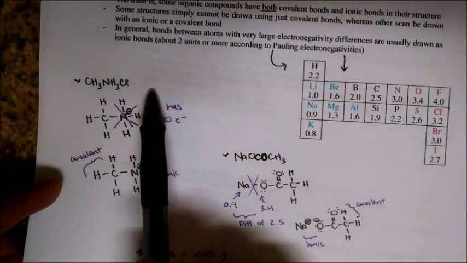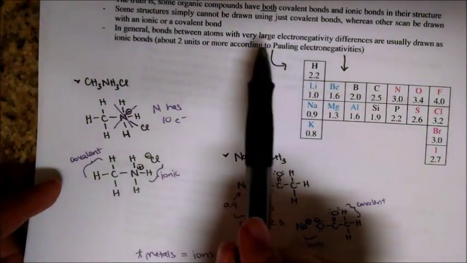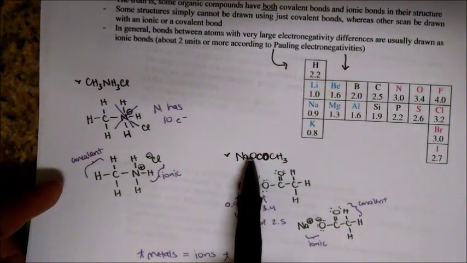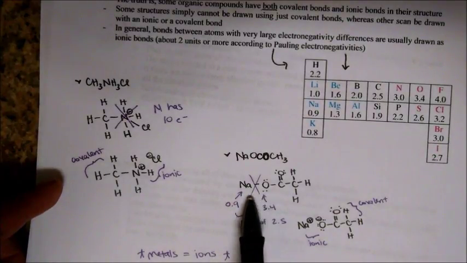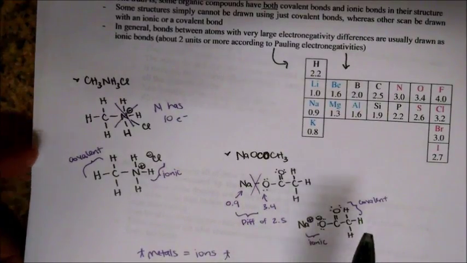And then we also mentioned how about 2 units or more between electronegativities gives you an ionic bond. So we gave this other example, and that was the case. Here was a valid Lewis structure, but their Pauling electronegativities were too large, and so it was an ionic bond.